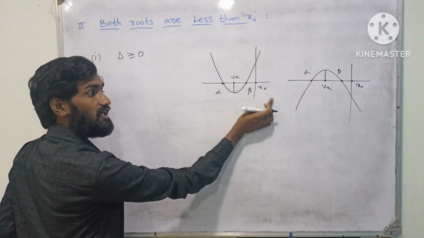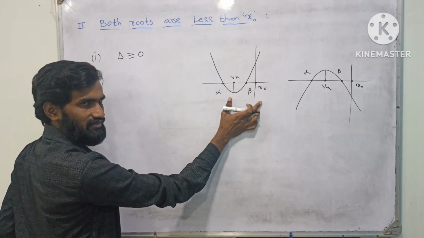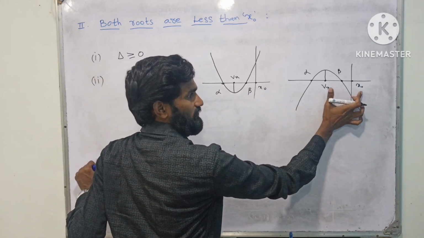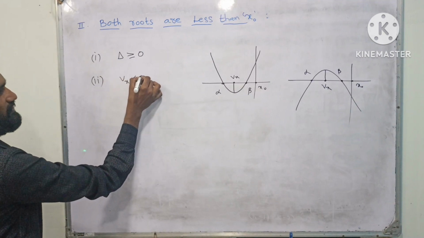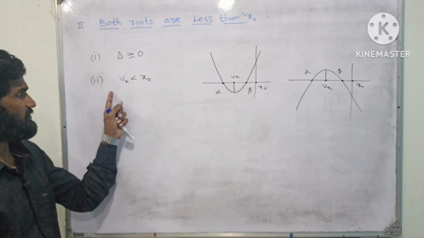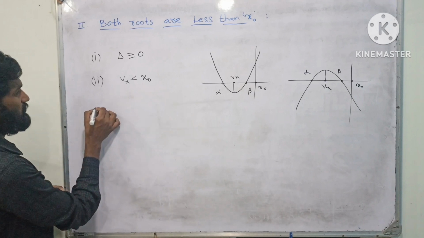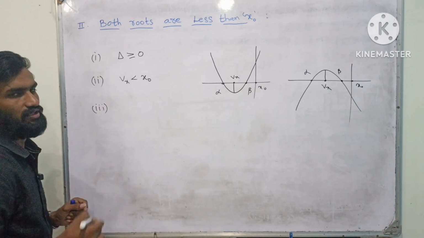If you observe, here x naught is greater, not Vx greater, x naught greater. Here also x naught is greater, Vx is less than. Therefore, the second case is Vx less than x naught. And what is the third condition?